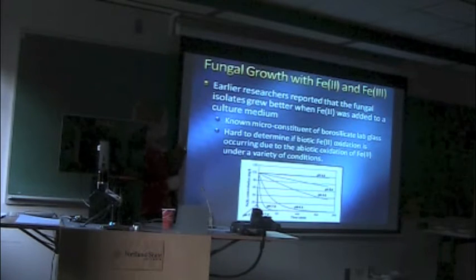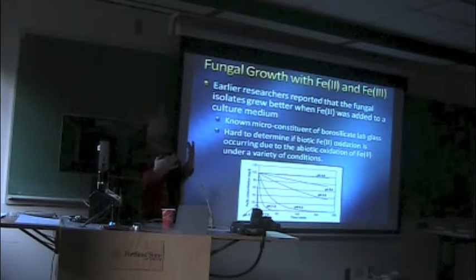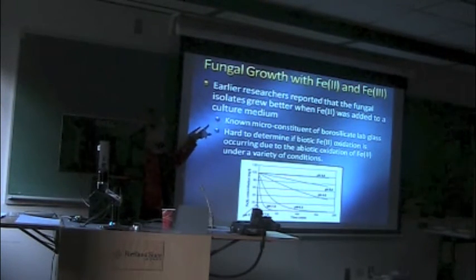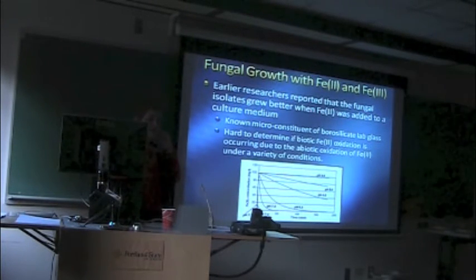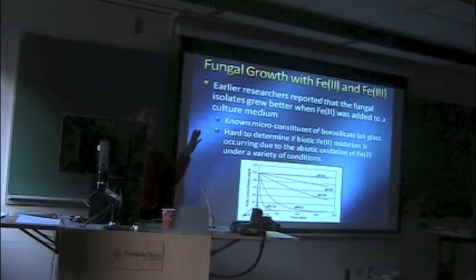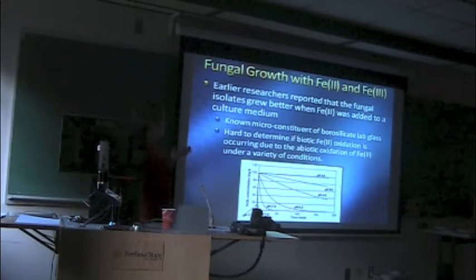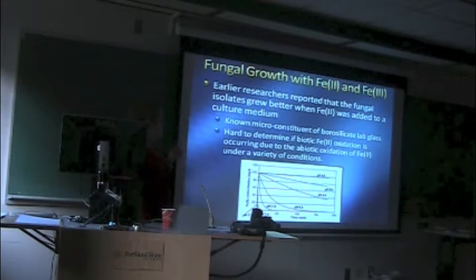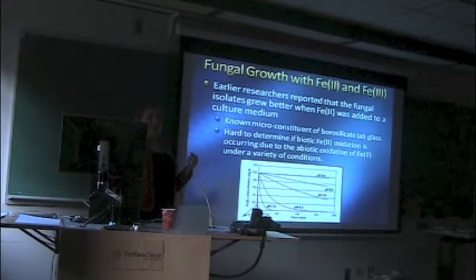And earlier researchers have reported that this fungus seemed to go better in the presence of iron 2 when it was added into the culture media. This is a known microconstituent of borosilicate lab glass, so it's just one of the trace elements that shows up in the borosilicate lab glass. But we were struggling because it's really hard to determine if this is a biotic oxidation of iron 2 or an abiotic oxidation of iron 2, because iron 2 is very unstable in most conditions.